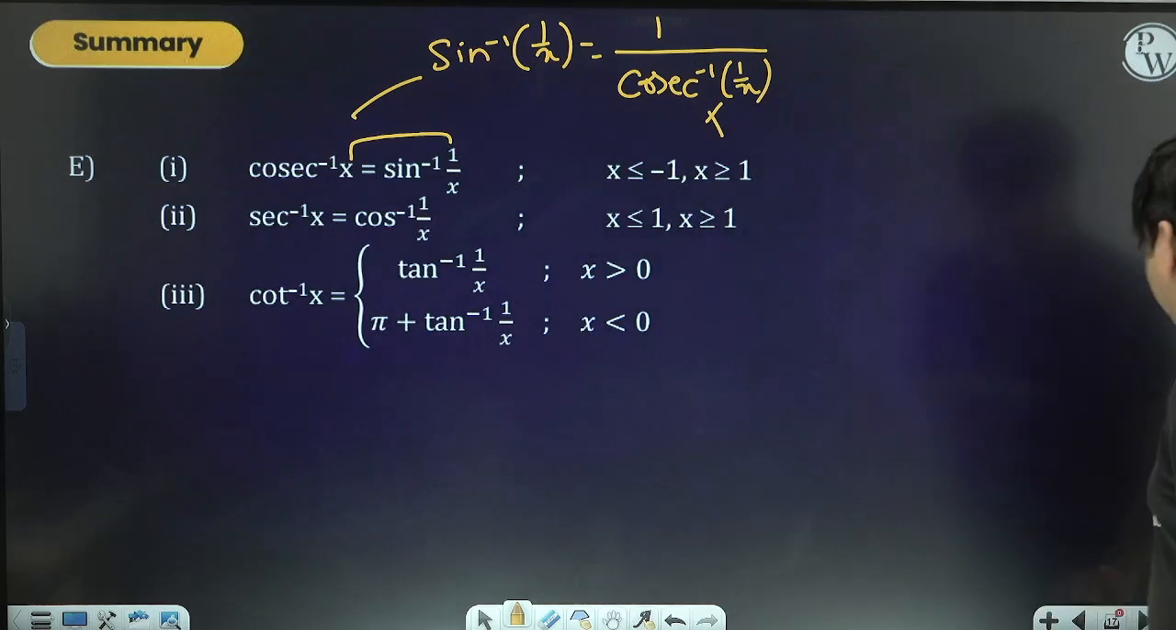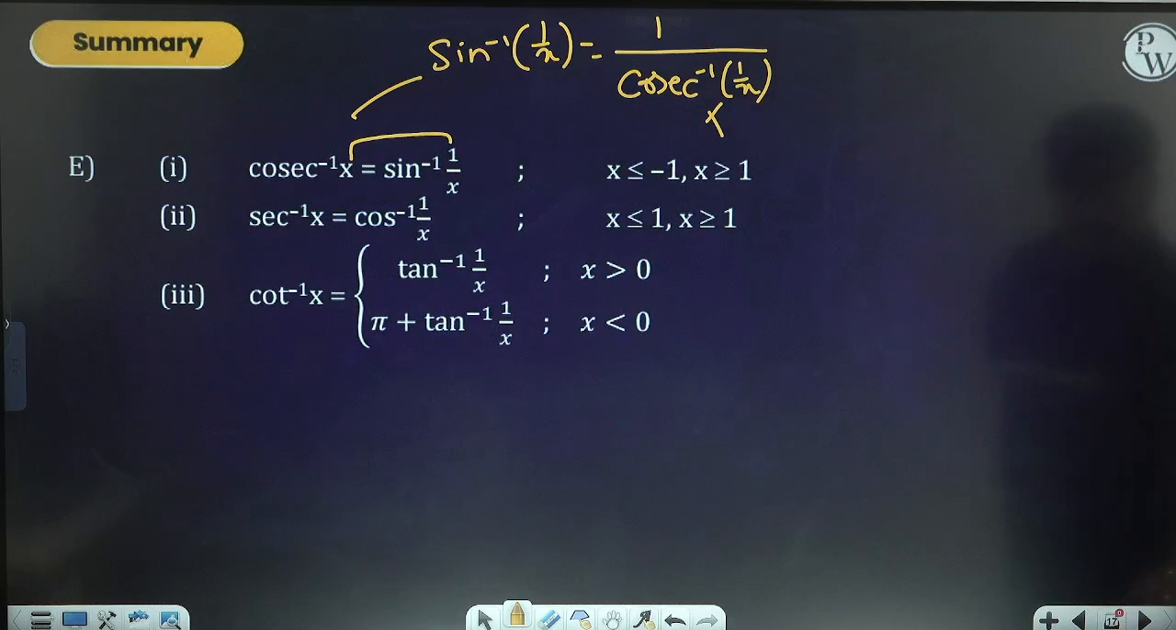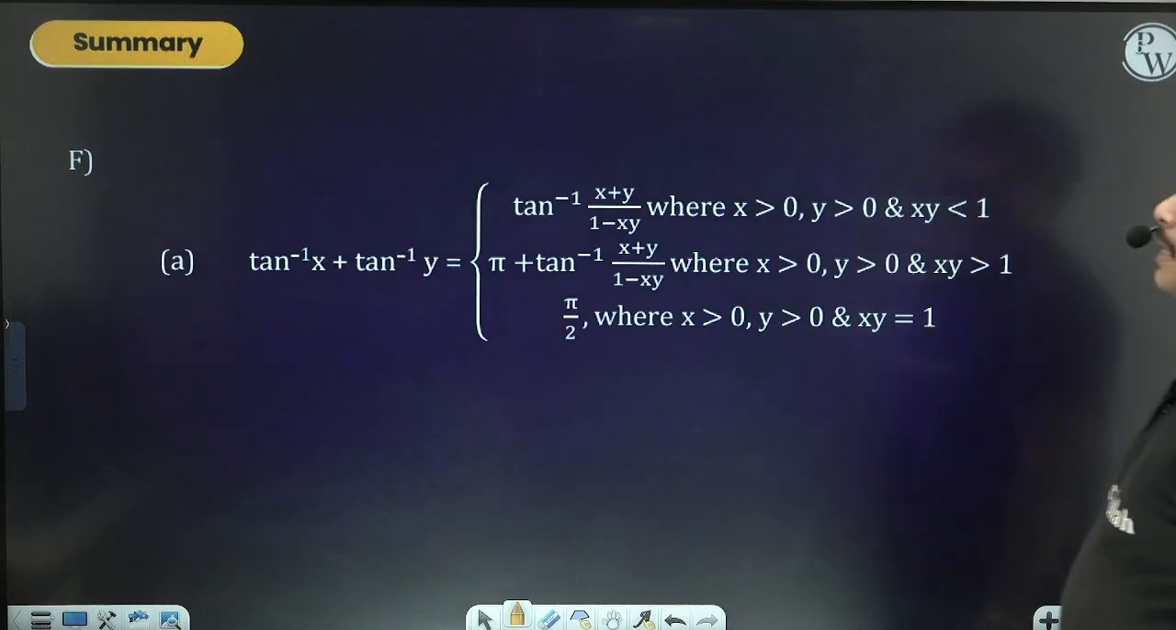All right. Good. So in the same way, we have cot inverse x, two intervals again. Tan inverse x plus tan inverse y.